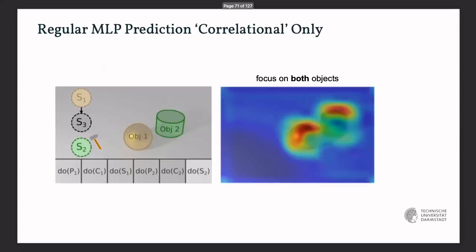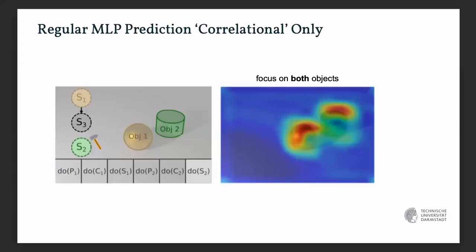Now if you use a regular multilayer perceptron neural net to predict this, correlational only, and you use something like GradCam from explainable AI to visualize this, what you'll see is that the heat map will really focus on both of these objects. It's using both of these objects, their shape, their color, and all this information to predict this third object.